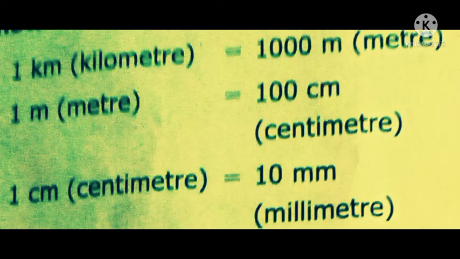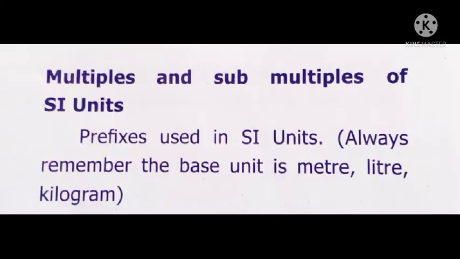Children, now let's see some of the units of length. 1 kilometer is equal to 1000 meter. Then 1 meter is equal to 100 centimeter. And then 1 centimeter is equal to 10 millimeter.